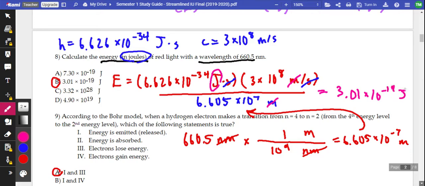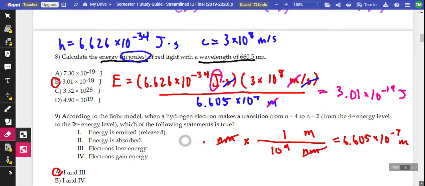Our unit is joules. So again, be careful about your units and be careful about your scientific notation. Let's get rid of this stuff down here.